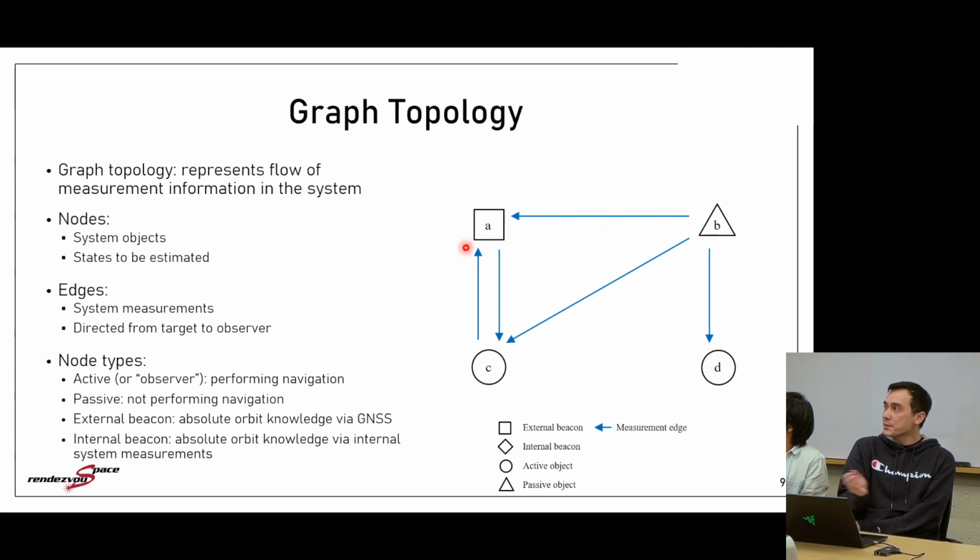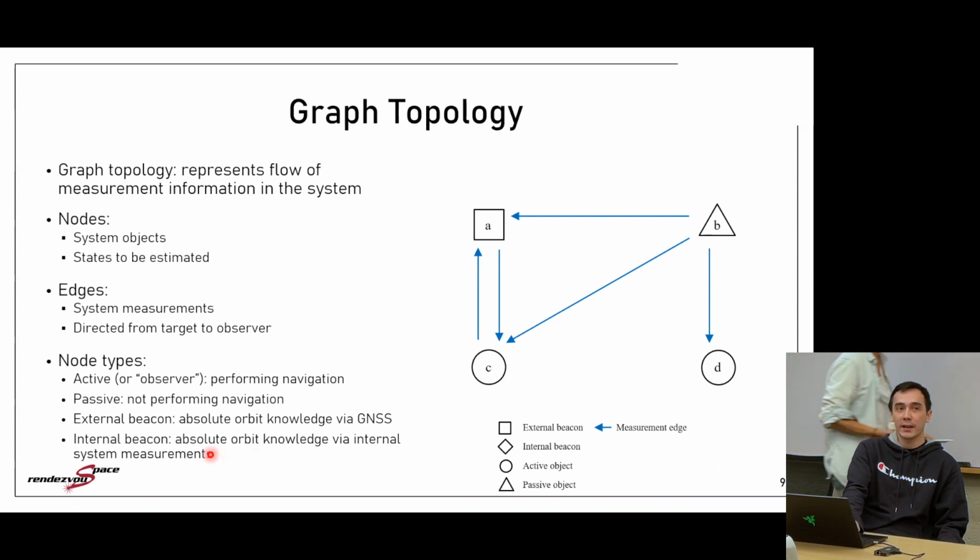And we have different types of nodes. We have active nodes or observers which are performing navigation. We have passive nodes which aren't performing navigation. We have external beacons which have some kind of absolute orbit knowledge if they have something like GPS measurements available to them. And we have internal beacons which have absolute orbit knowledge but only through use of internal bearing angles.